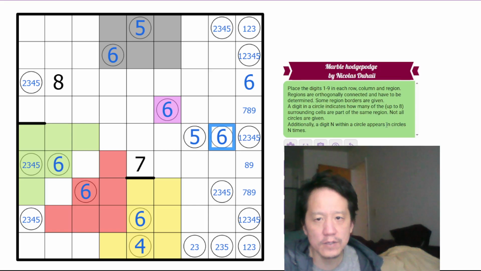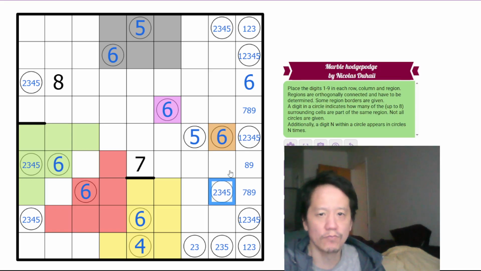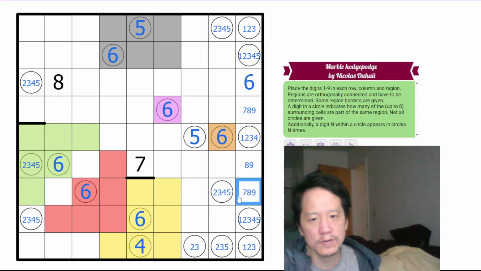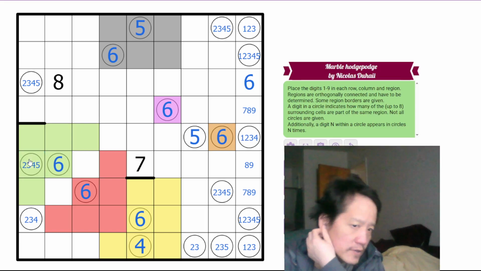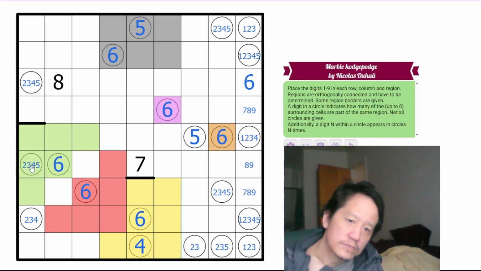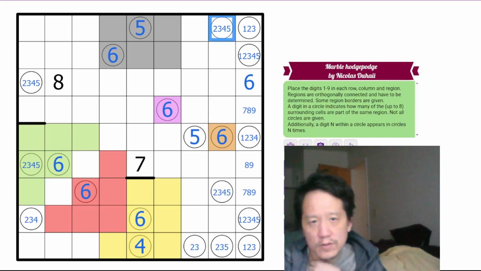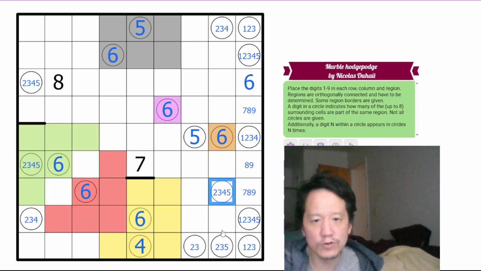Pink, orange. This can't be 5. So again, you'd have 5 and okay, this cannot be 5 here. This could be 5 here. This is not 5. One of these two is a 5. One of these two is a 5.